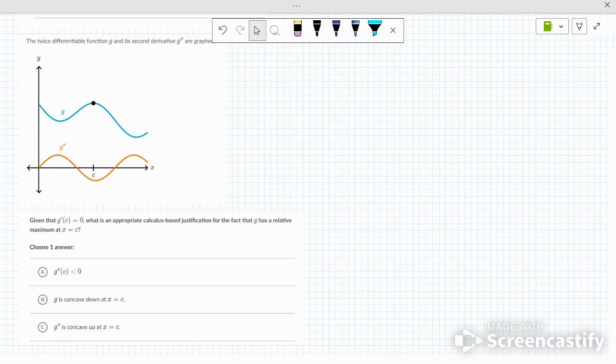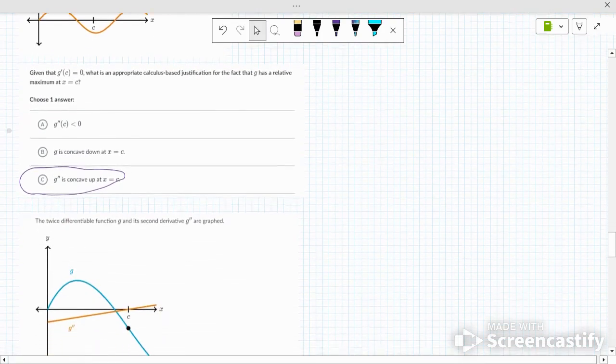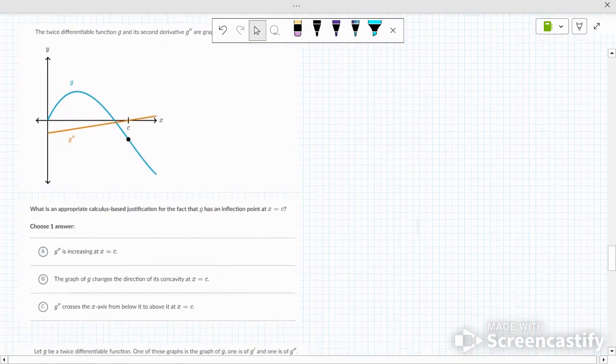Well, if the second derivative is negative, no, that doesn't help us. Relative max would be because it's concave up. Because if it's concave up, it has to have a maximum there at that point, if we know the first derivative is equal to 0.